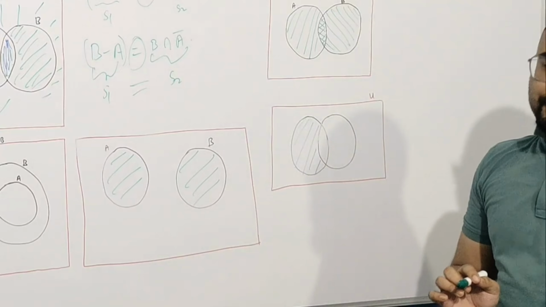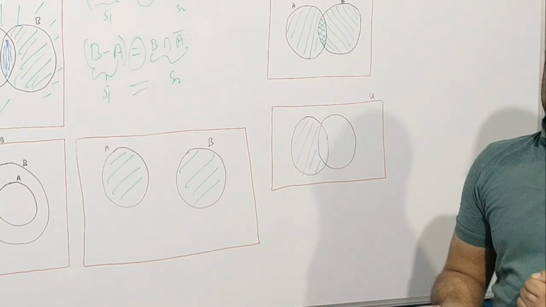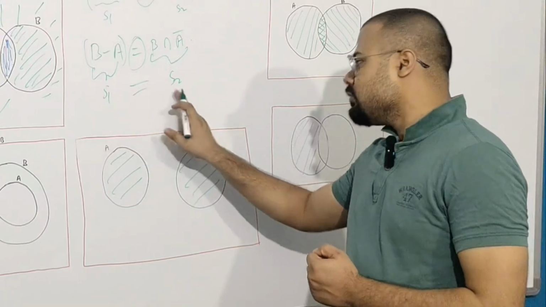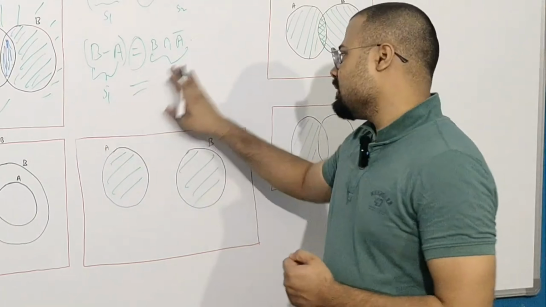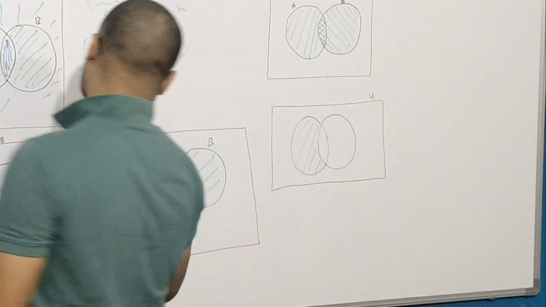Using the fact that when two sets are equal, both are subsets of one another. If S1 is a subset of S2 and S2 is also a subset of S1, then S1 and S2 are equal. That's how you show it. Then how do we do that? We do that in this manner.